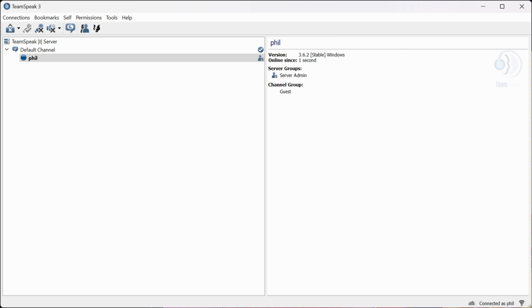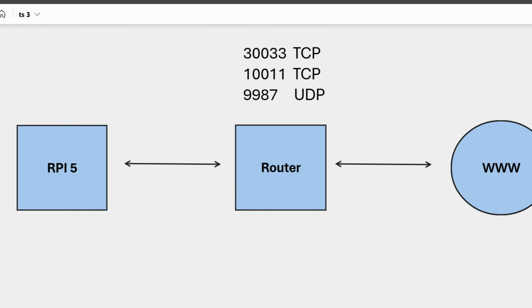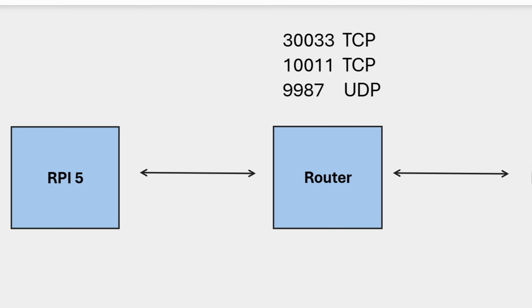This Teamspeak instance has with the free license model 32 slots available. The last thing you have to do to enjoy your Teamspeak instance with your friends is to forward on your router those free ports to your Raspberry Pi.